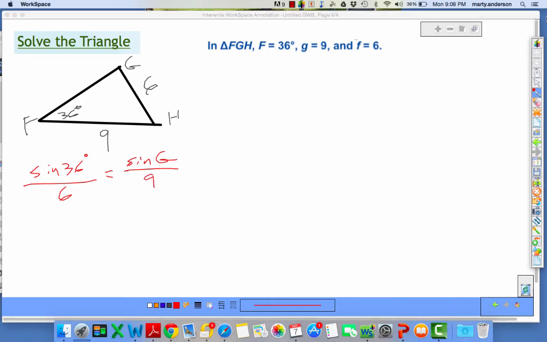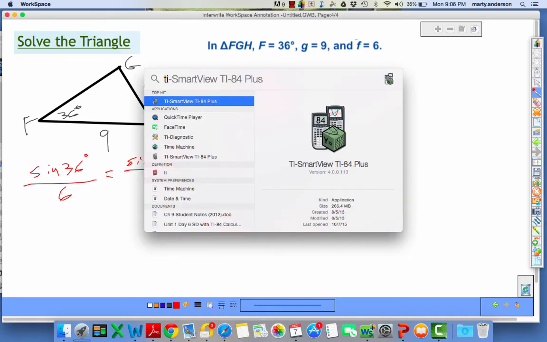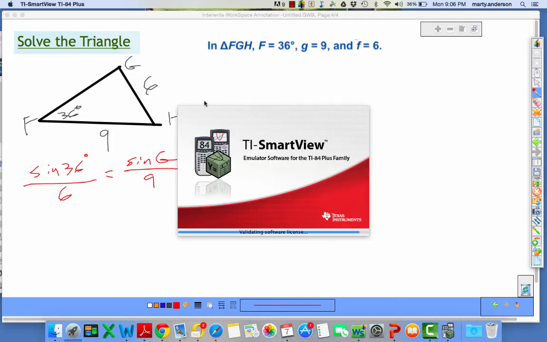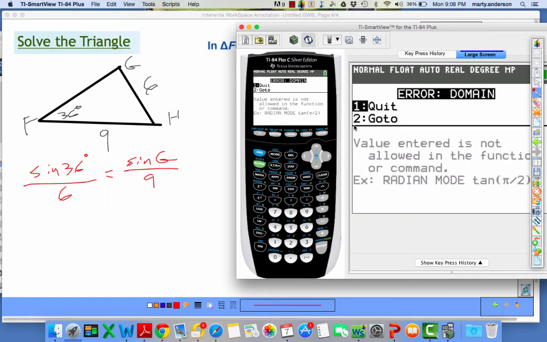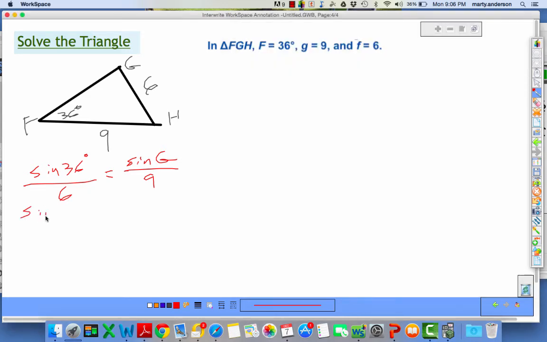And we bust out our trusty calculator, which went away. Where did it go? Bust out my trusty calculator, and this is where we're going to see what we got going on here. So I'm going to do the sine of G is equal to 9 sine 36 over 6. I'm just cross multiplying.